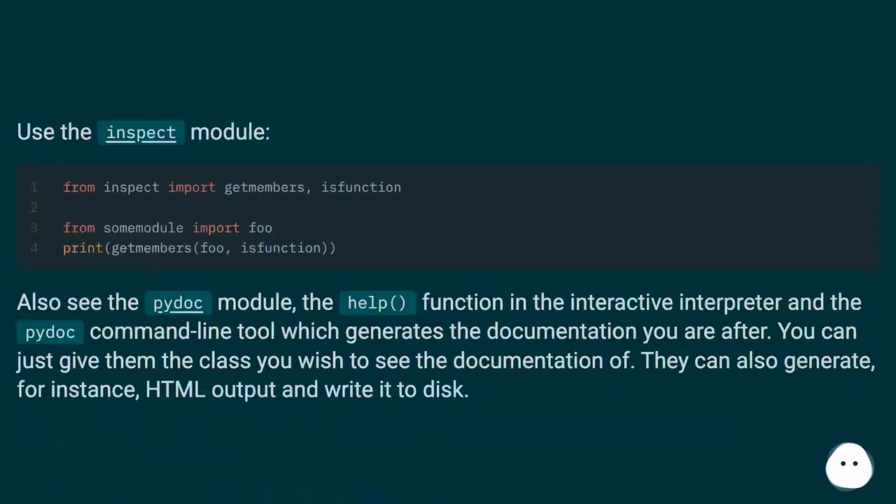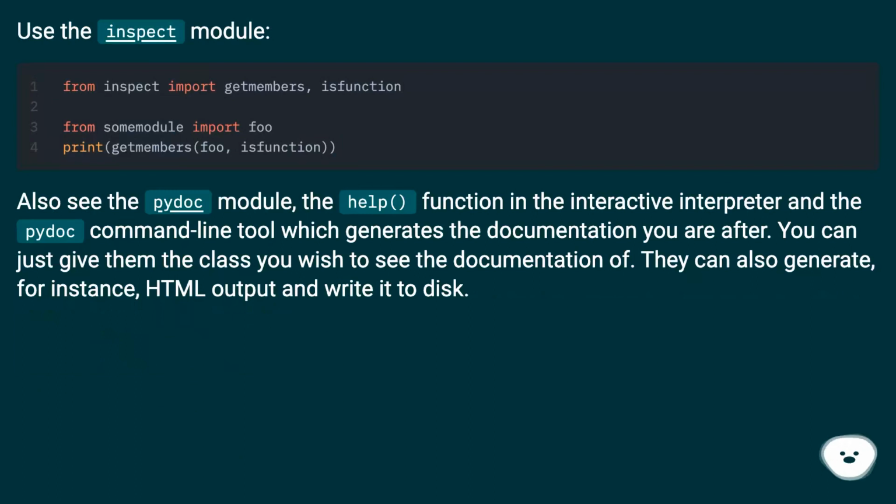You can use the dir function on the module to see all available methods / attributes. Also check out pdocs. Use the inspect module.